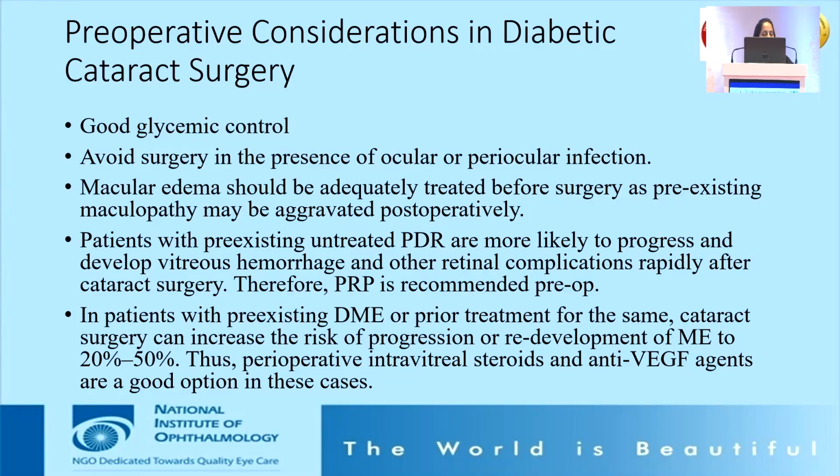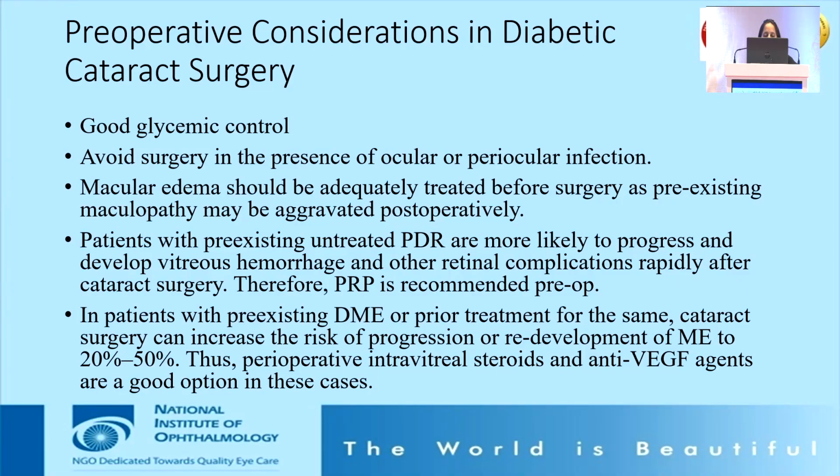So what are the preoperative considerations? Patients should have good glycemic control. Avoid surgery in presence of ocular or periocular infection, obviously. Macular edema should be adequately treated before surgery, as pre-existing maculopathy aggravates post-operatively. Patients with pre-existing untreated PDR are more likely to progress and develop vitreous hemorrhage. So best would be to refer these cases to your vitreoretinal colleagues and get a PRP, it's recommended.